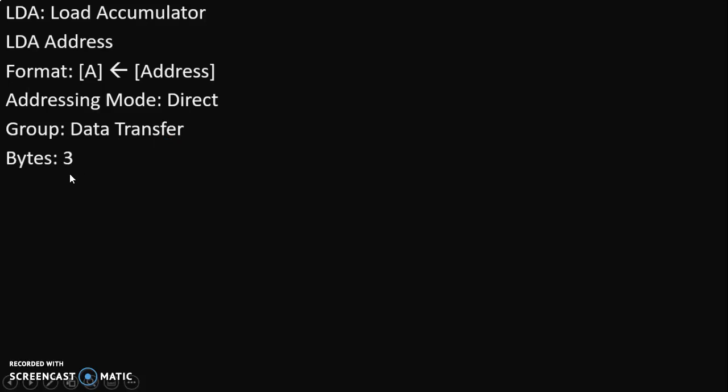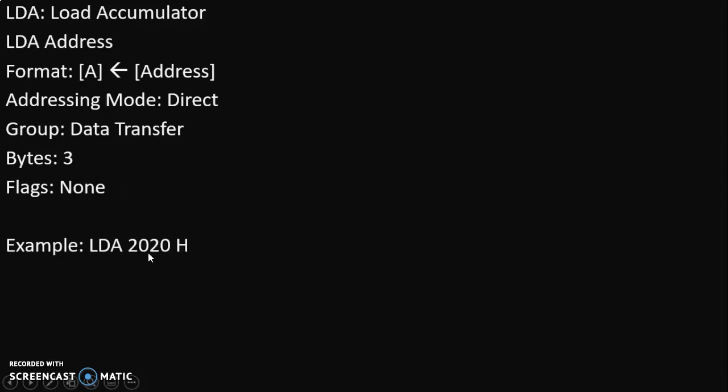Bytes. This instruction is of 3 bytes, because the LDA opcode will take 1 byte and this 4-digit address will take 2 bytes. That's why overall it is a 3-byte instruction. Remember, this address is a 4-digit number, and a simple rule says that whenever you see a 4-digit number in any instruction, then the total number of bytes of that instruction is 3. This instruction is not going to affect any flag.